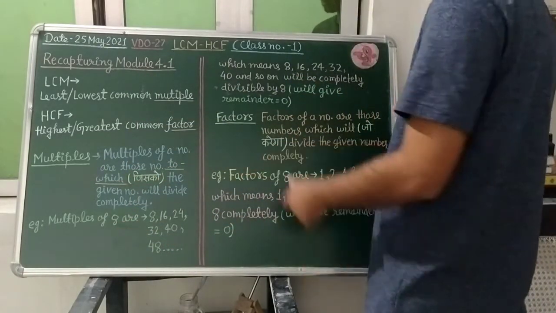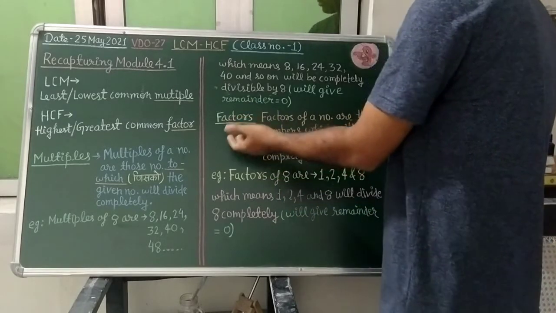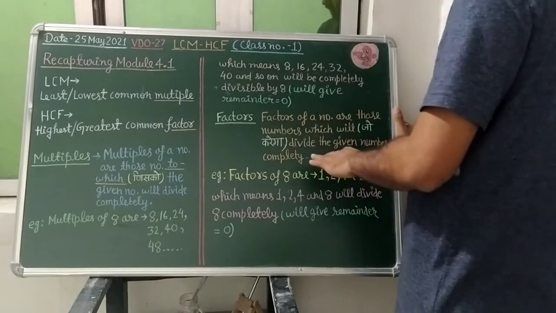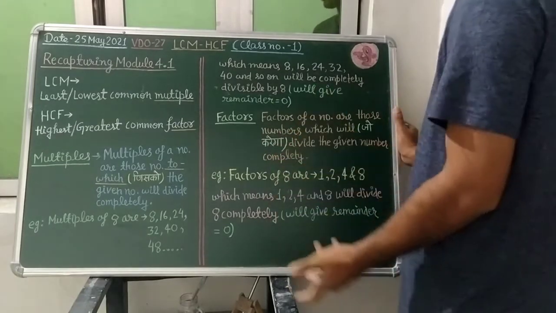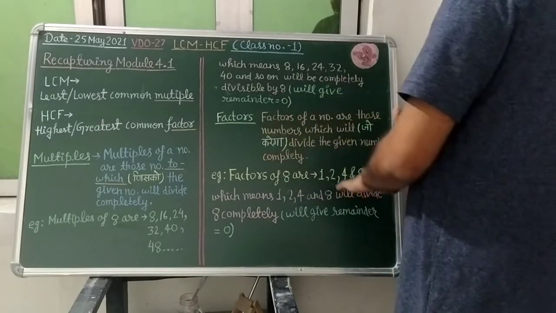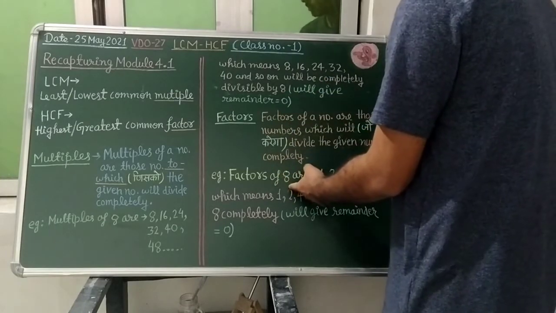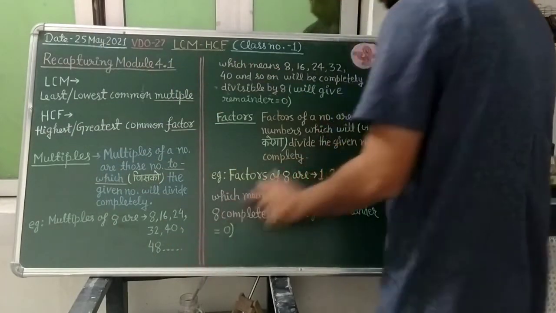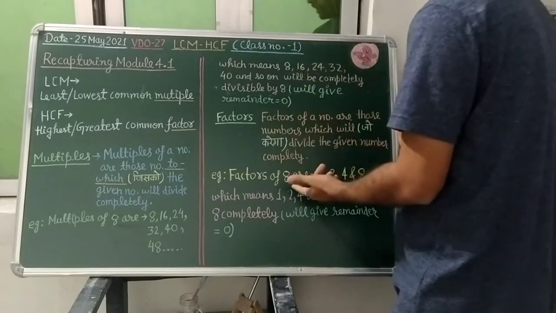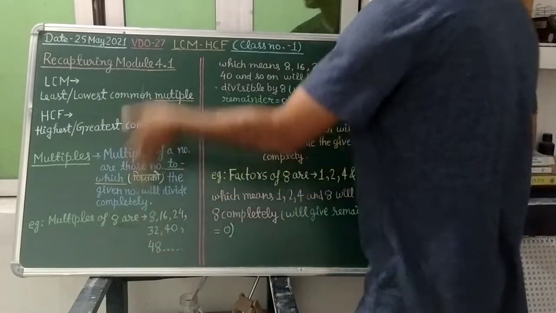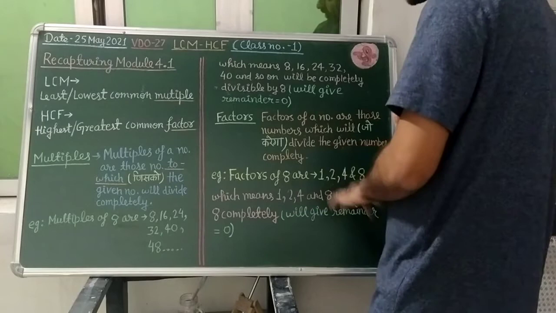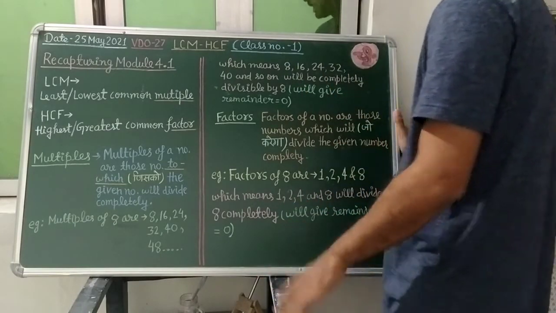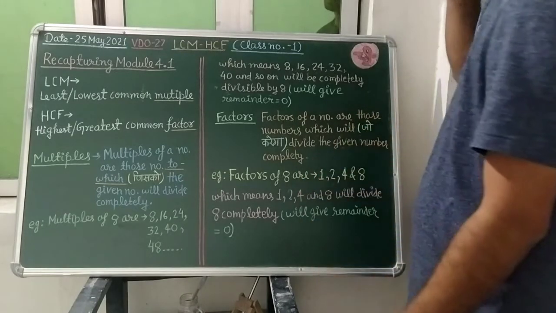But when we are talking about factors, we are finding the factors of the given number, which are 1, 2, 4, 8. The factors of the given number will be the numbers which will divide the given number. Here the number is dividing the multiples, but here the factors are dividing the given number. So please try to differentiate between these, students.